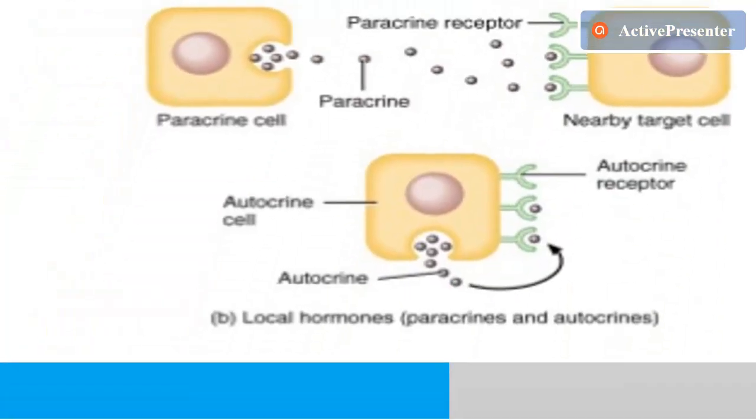The other hormones, termed as local hormones, act locally on the neighboring cells or on the same cell that secreted them without first entering into the bloodstream. Local hormones that act on the neighboring cells are called paracrines. Note it down, paracrines, and those that act on the same cell that secreted them are called autocrines. Here the auto means self.